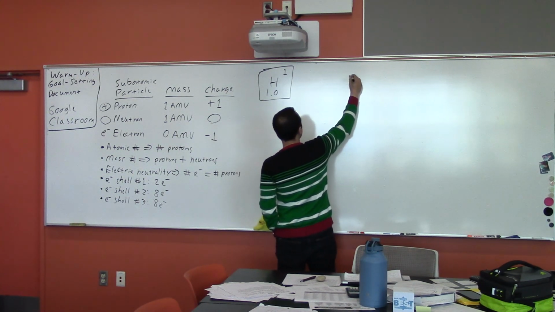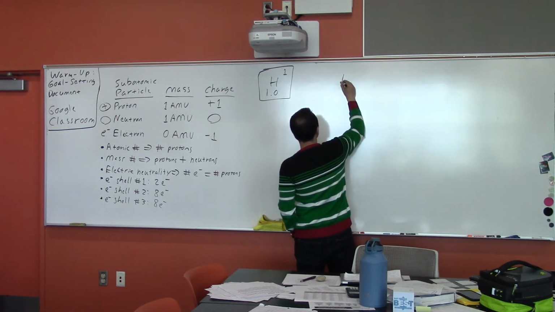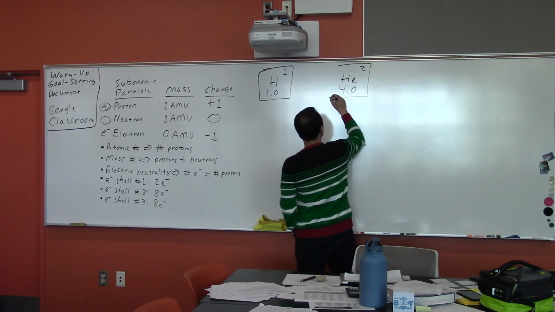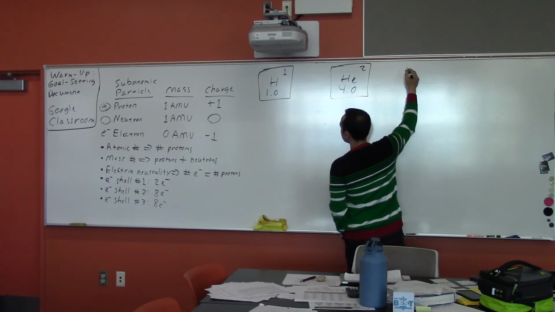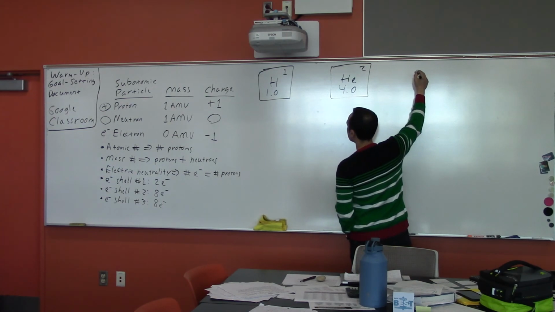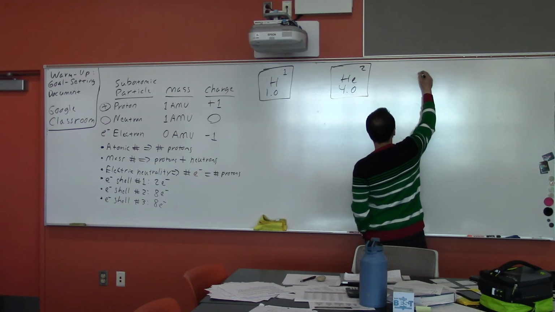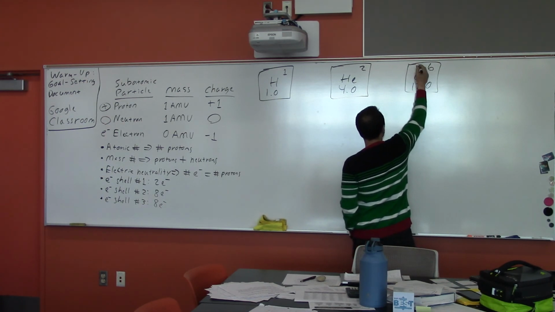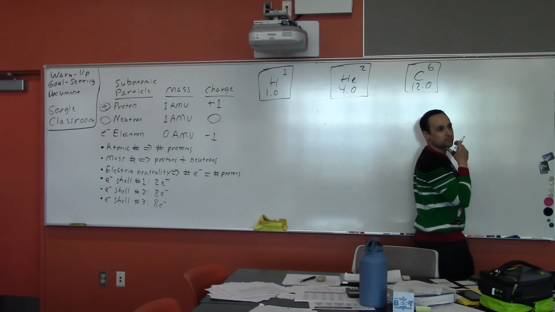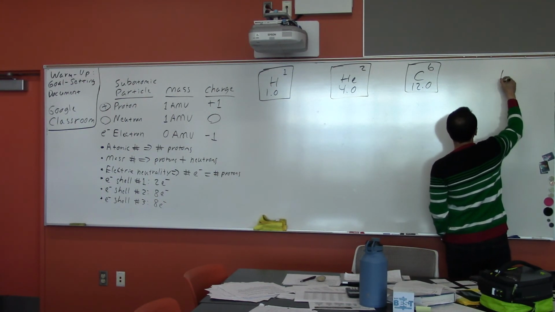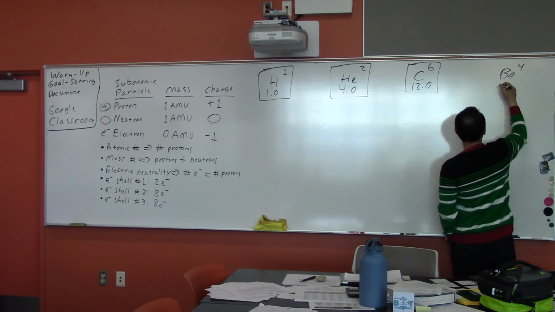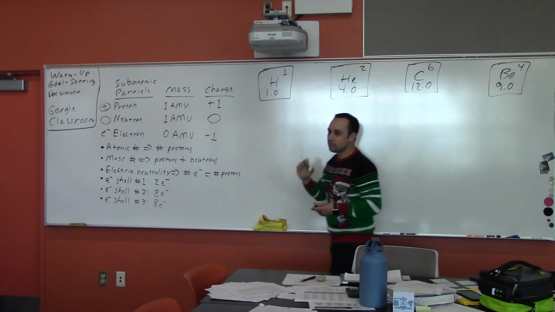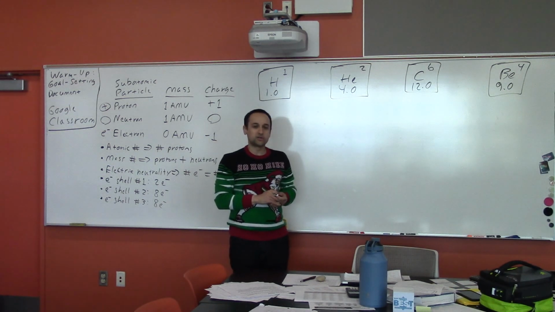The second one is helium, atomic number 2, mass 4.0. The third one is, what is this guy? We're going to go with carbon, atomic number 6, mass 12.0. And then let's just go ahead and put beryllium on the board. Atomic number 4, mass roughly 9.0. Okay, so those four atoms, go ahead and try to draw those on your own right now.